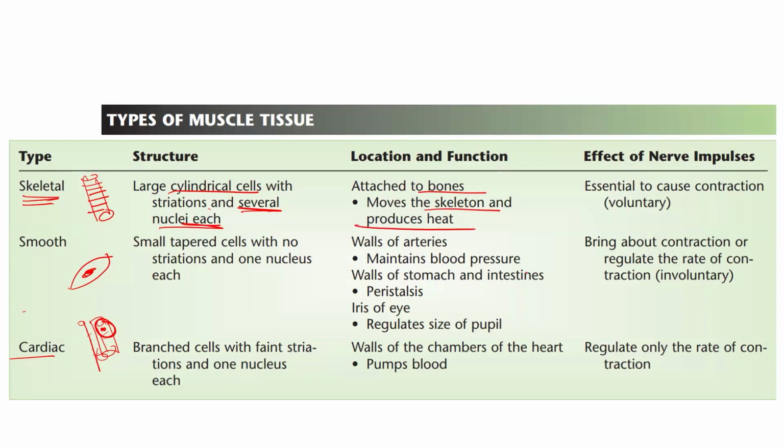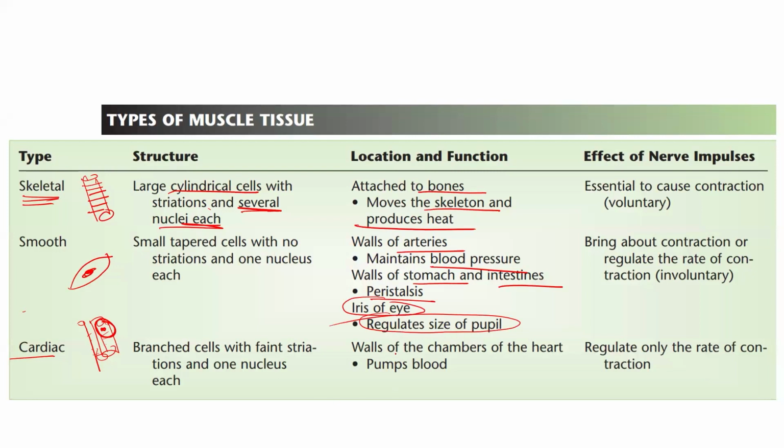Smooth muscles are present in the walls of arteries, where they help in maintaining the blood pressure, and they are present in the walls of the stomach. Also, they help in peristalsis, which helps in the movement of the food throughout the digestive tract. They are present in the iris of the eye, where they regulate the size of the pupil, thus regulating the amount of light entering the eye.